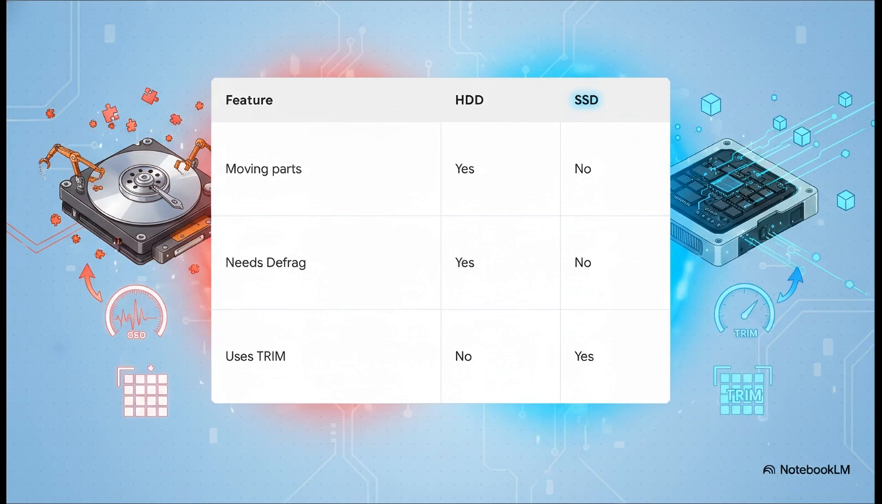SSDs, on the other hand, have zero moving parts, none. They access data almost instantly, regardless of where it's stored. Because of this, fragmentation barely impacts their speed at all, so they simply do not need traditional defragmentation. Instead, they use a completely different optimization method called trim.